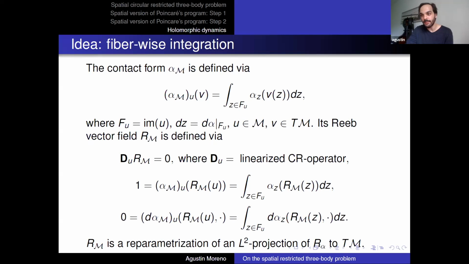So it has a Reeb vector field, and it's defined by, in principle, three equations. The first equation is just saying that this vector field is tangent to the moduli space, so it satisfies some linearized Cauchy-Riemann equation. The second and third equations are the ones you get if you want to define the Reeb vector field, right? Integrating along the fibers should give me 1. Integrating the derivative and contracting with this vector field should give me 0.